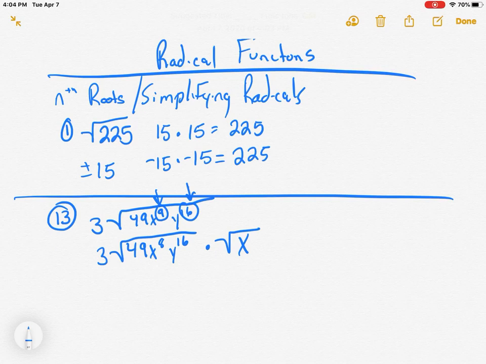Now, what is the square root of 49? It's 7. So this 3 drops down. The square root of 49 is 7. Okay? 8 divided by 2, because if we don't have an index here, we know it's 2. So 8 divided by 2 gives me x to the 4th. And then 16 divided by 2 gives me y to the 8th. Right? And I drop down my radical x.